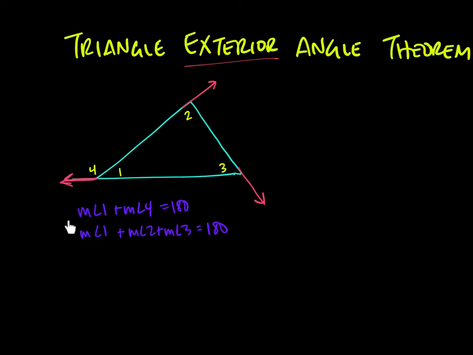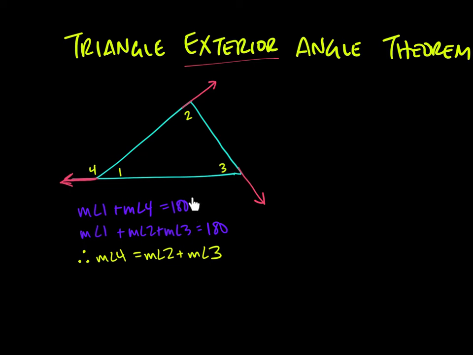Now if I look at these two relationships, something should jump out at you. They both contain a measure of angle 1, and they both equal 180. So whatever is being added to the measure of angle 1 in the two equations must have the same value, right? If I'm adding the measure of angle 1 to two different things and getting the same answer, then this and this must have the same value. That would mean that the measure of angle 4 equals the measure of angle 2 plus the measure of angle 3. And if I look at that picture, here's angle 4.